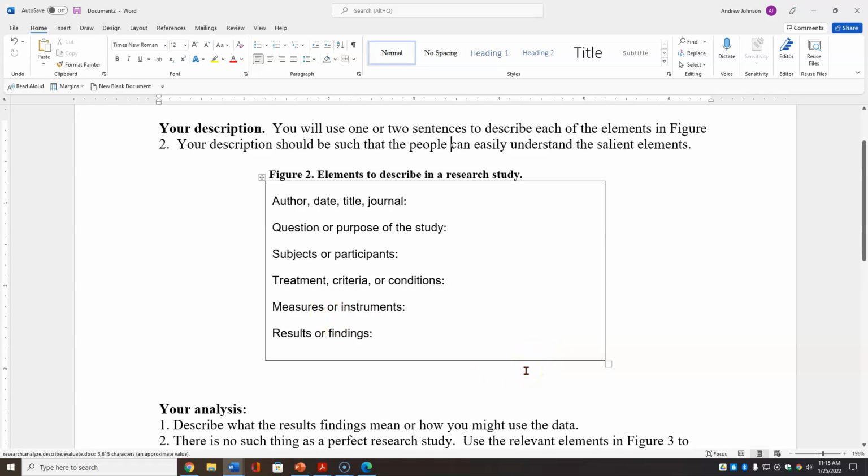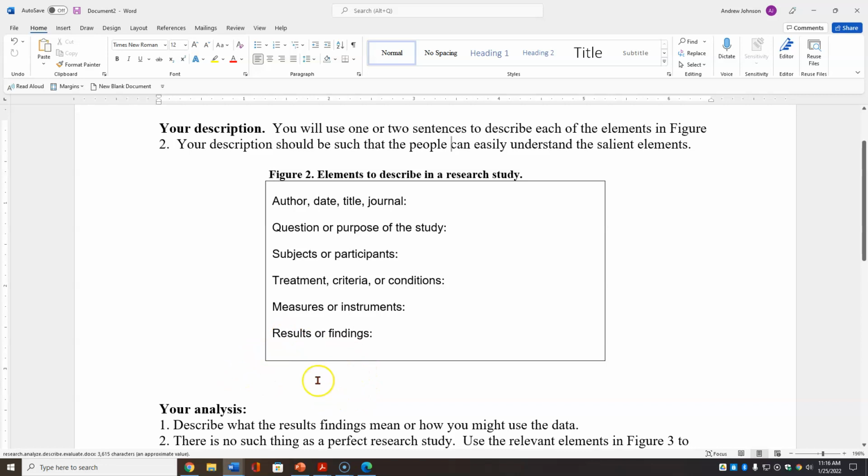The measures or instruments, all right? How were the data collected? What tests were used? What measures? How did you observe them? How did you record the data? And then the results or the findings. For the results, you are just describing the data that were collected. Quantitative research, that's pretty easy. You're just including the numbers. Qualitative data is a little bit more difficult to do and to read because you're describing patterns and overall categories of things, and you're giving examples.